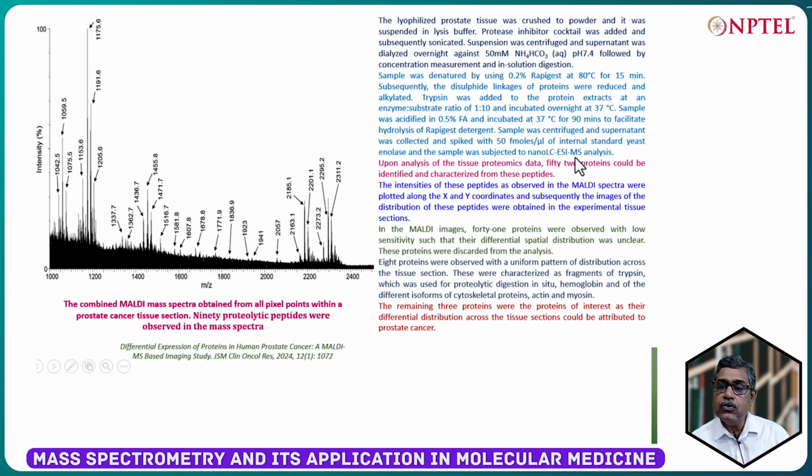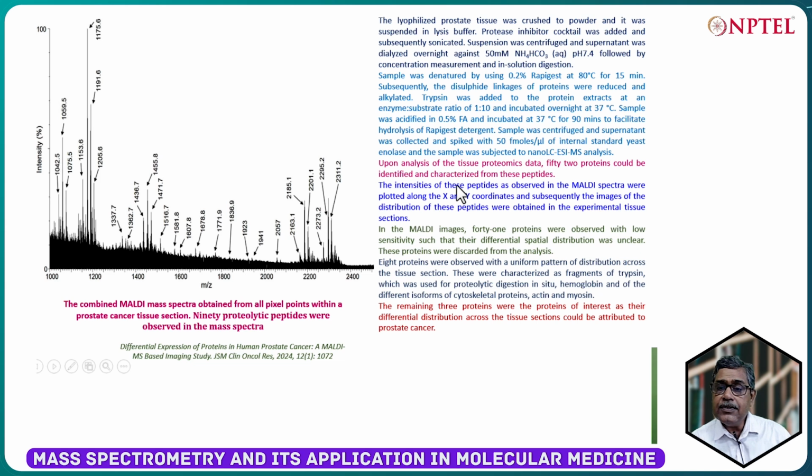So what do we get out of this? Upon analysis of the tissue proteomics data, 52 proteins could be identified. Though we have seen 90 proteolytic peptides, and we hope that all of them have been characterized, the tissue proteomics data showed a total of 52 proteins. Okay.